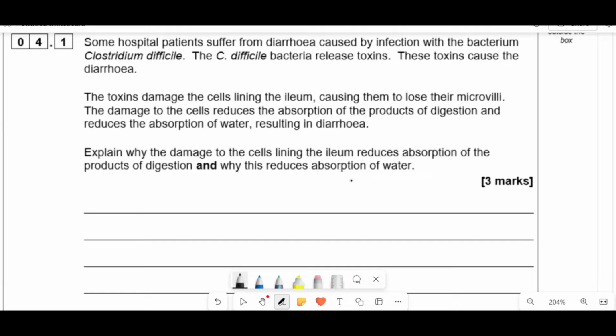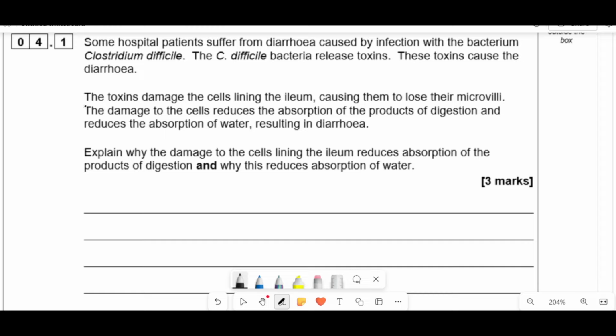There's a lot of hints in this question that are telling you what's going on, and people just kind of didn't listen to it. A lot of people are just making very vague answers like water moves into the ileum and out. It's all in the question. It says, why is the damage to the cells lining the ileum reducing the absorption of the products of digestion, and why this reduces the absorption of water? So it's a two-step question.